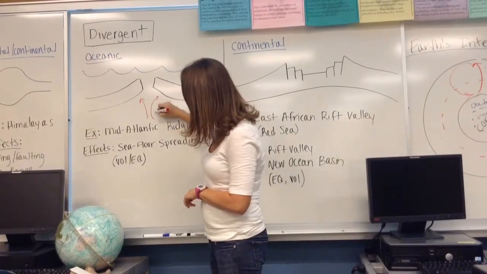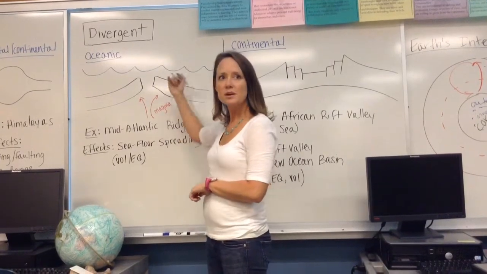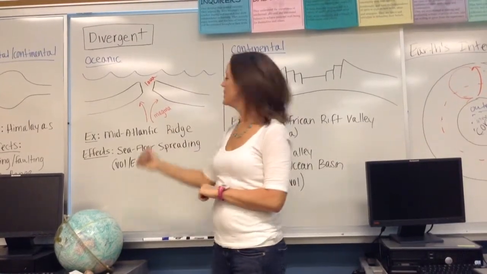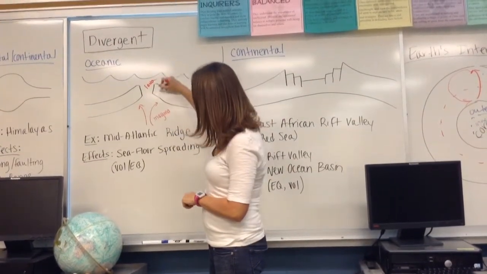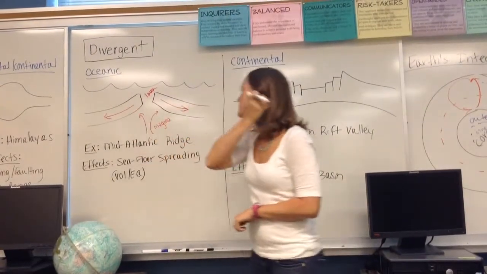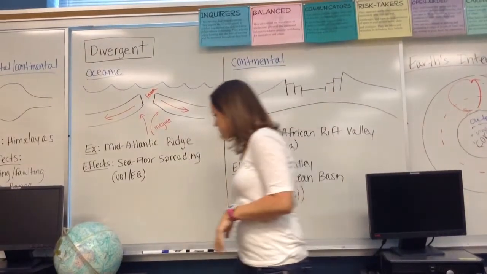When the rock is underground, it's called magma. When it rises to the surface, that's lava. So it rises and hardens and actually pushes these plates apart. That's why we call it a divergent boundary. So what that does, it actually makes that ocean basin bigger.